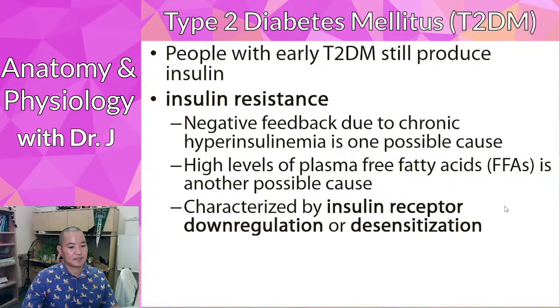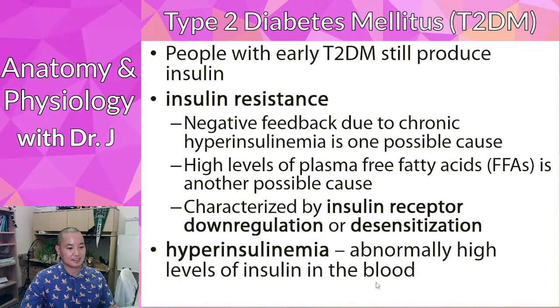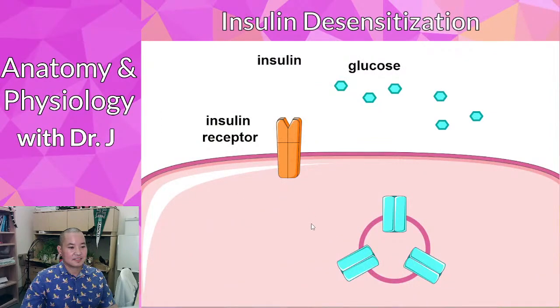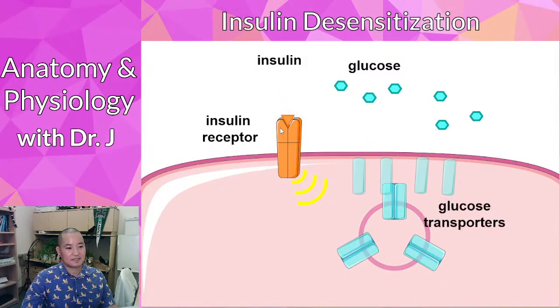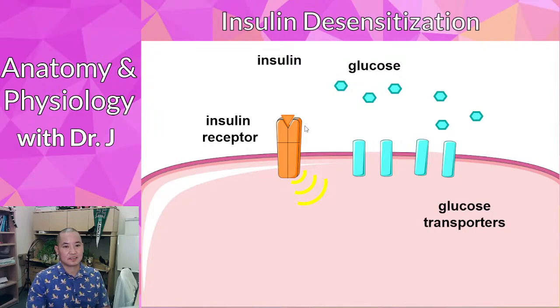So it's characterized by something affecting the insulin receptors. Maybe there will be fewer insulin receptors on the surface of the cells, or remember all those things that occur in the cell when the insulin binds to its receptor? It can also be affected by having chronic hyperinsulinemia or too many fatty acids. So again, hyperinsulinemia means too much insulin in the body. Now, desensitization: again, you can have fewer receptors, but another thing can happen as well.